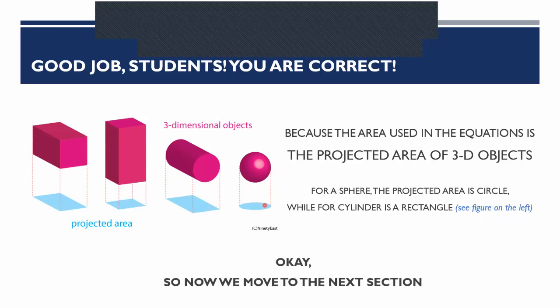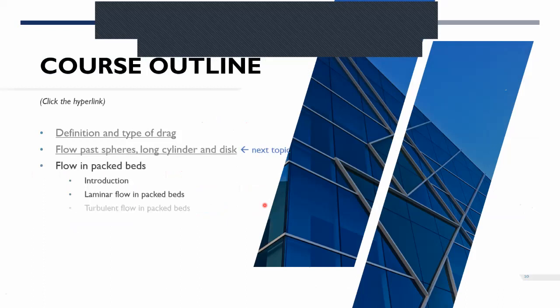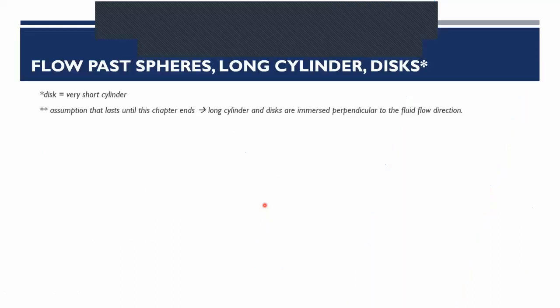Okay, so now we move to the next section. It's the flow past spheres, long cylinders, and disks. A long cylinder and a disk are equivalent, so a disk is actually a cylinder, but it has a very short length.